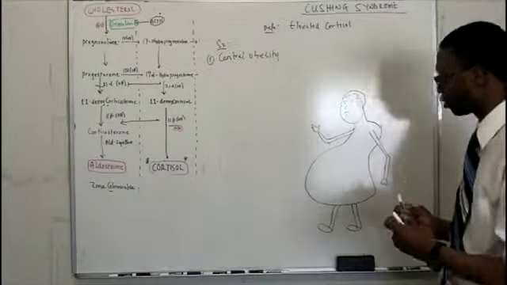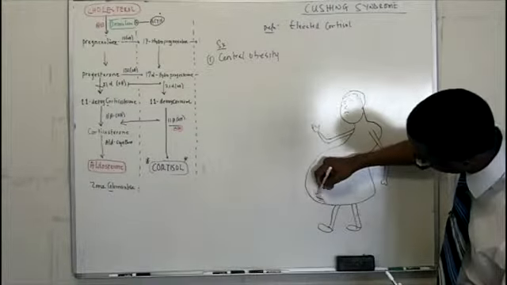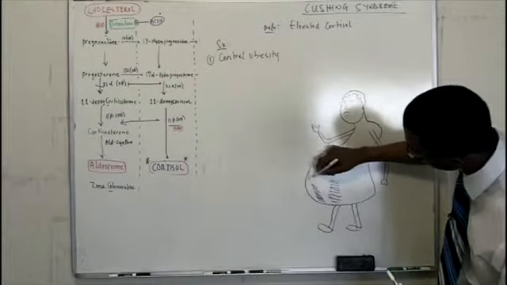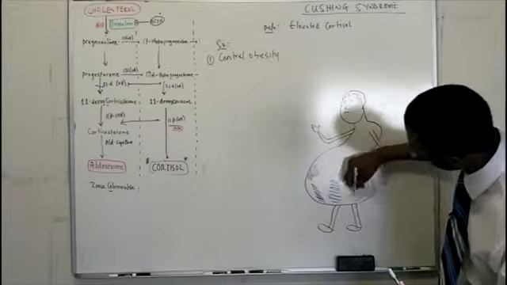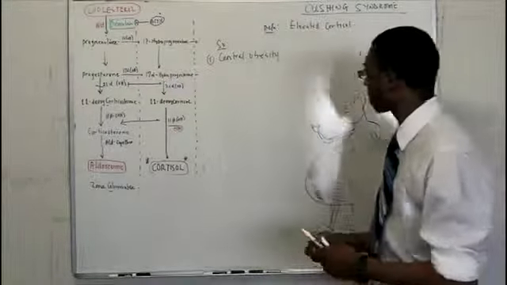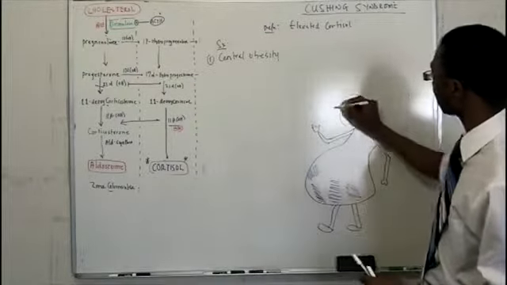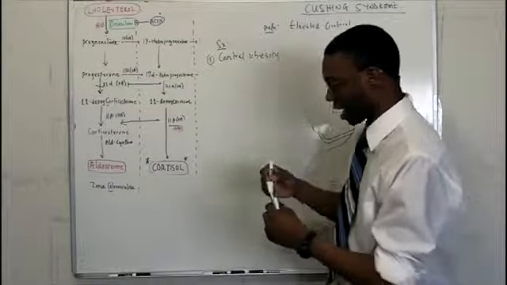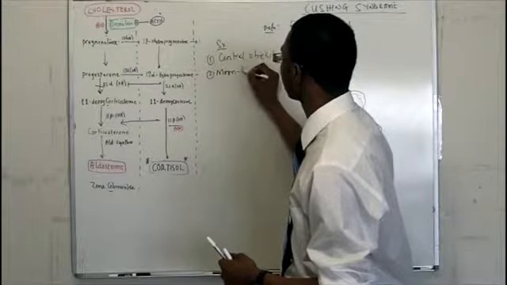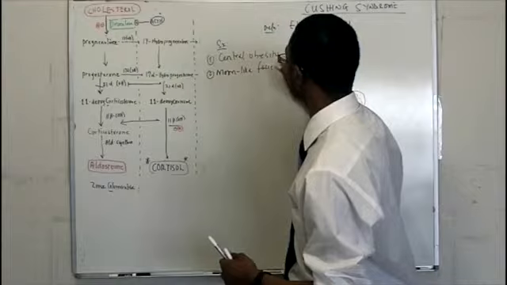There you go. Now, you're going to have some little purple striae on their stomach. So they're going to have central obesity. That's central obesity. They're going to have a moon face. See how moon-like I drew the head? They're going to have moon-like faces, okay?